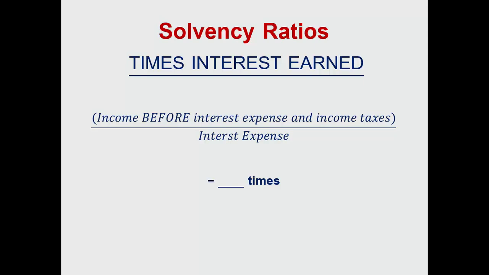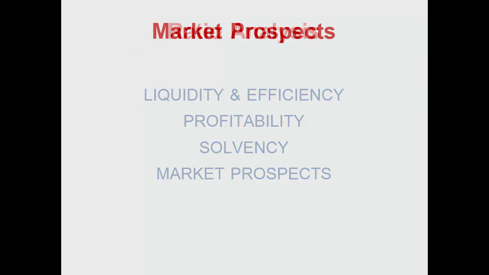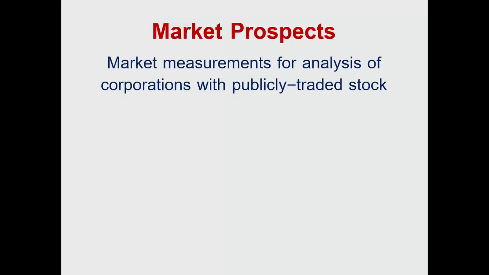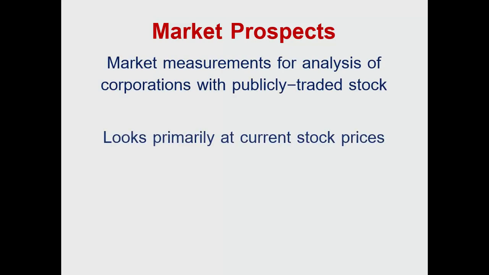It's a times ratio using income before interest expense and income taxes. So you take the bottom line, net income, add back in interest expense, add back in income tax, and then divide that by the interest expense. Or you could see a line item on a lengthy income statement that has income before income taxes and interest already provided. Final category: market measurement for analysis of corporations of publicly traded stock.